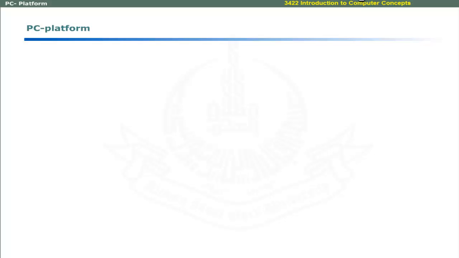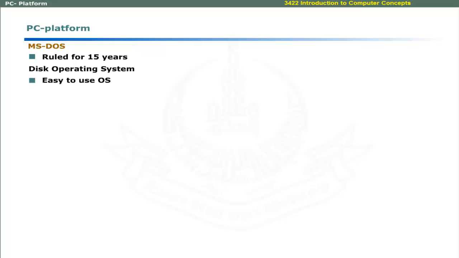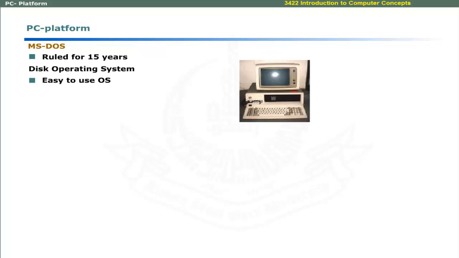The second PC platform that ruled the world of computers for the last 15 years is Microsoft DOS, the Disk Operating System. It was an easy to use operating system for IBM PC AT and compatible computers. DOS became inadequate for powerful computing with the advancement in microprocessor technology. These are some limitations of DOS.